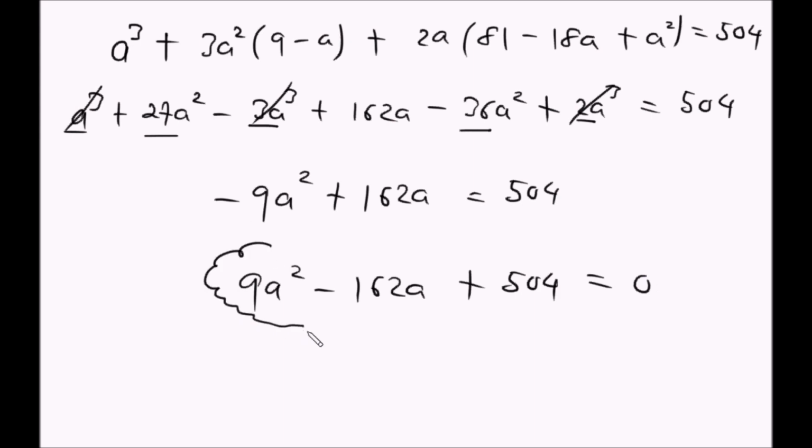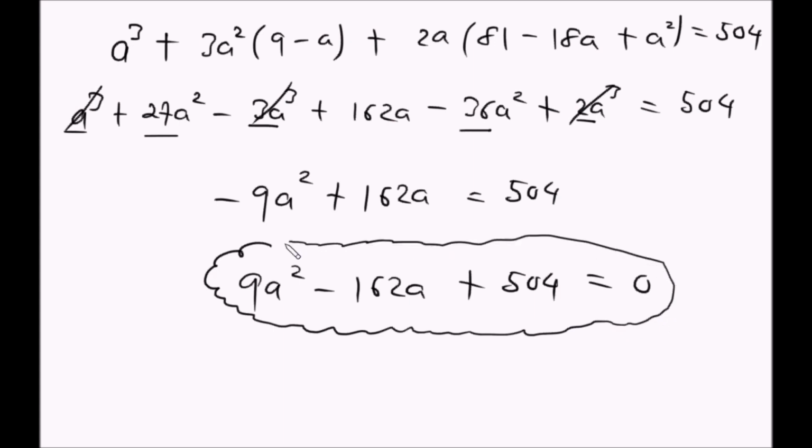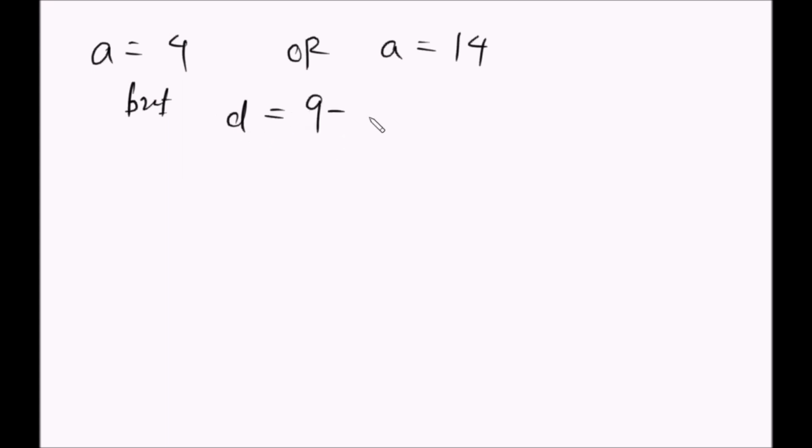Now use your calculator to solve this quadratic. What do you get? You get a is equal to 4 or 14. So if you use your calculator to solve this quadratic, you get a is equal to 4 or 14. So we have found a is equal to 4 or a is equal to what? 14. But remember now, d is equal to 9 minus a.